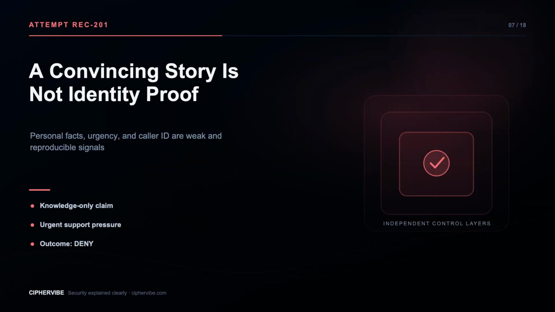Attempt Rec. 201 claims an urgent deadline and supplies public personal facts. The simulated caller identity also appears familiar. None of that proves control of a pre-established recovery method. The system returns the same generic response it would for any account, records the attempt, and denies the reset.